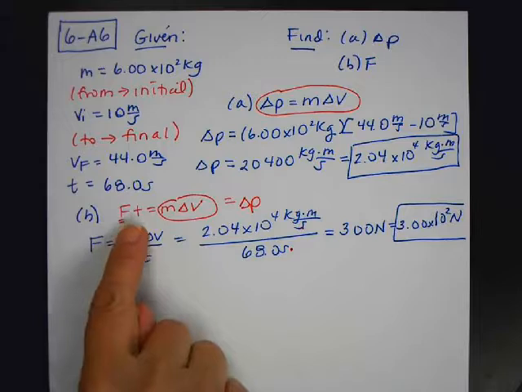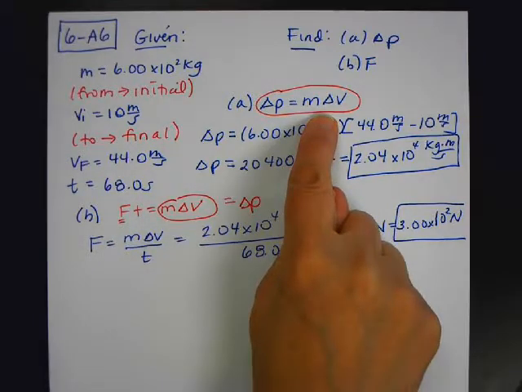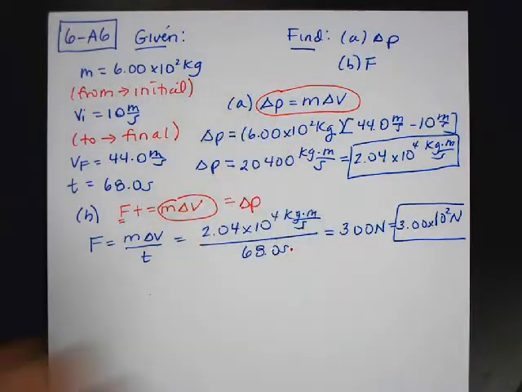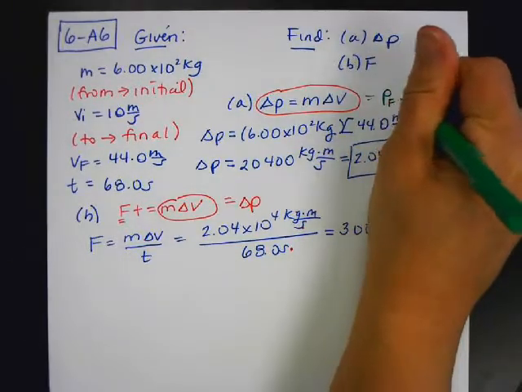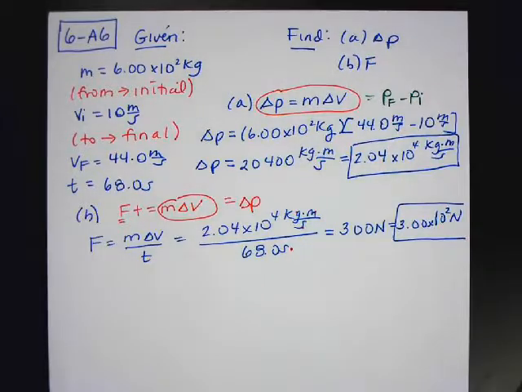So remember, m delta V is equal to delta P. And I could also write that delta P is equal to PF minus PI. Okay? Don't think about memorizing stuff. Think about understanding, right?